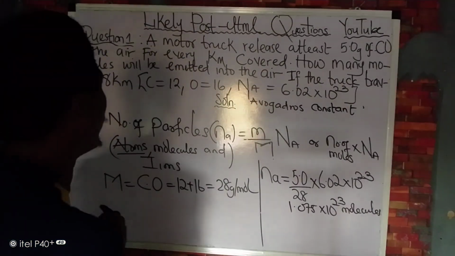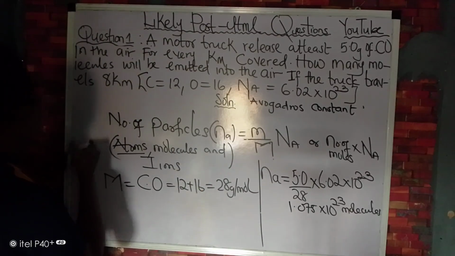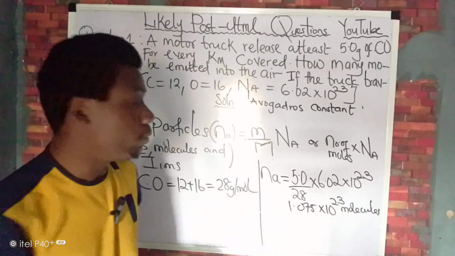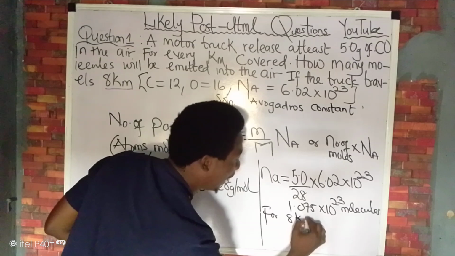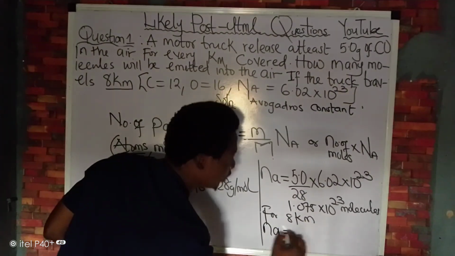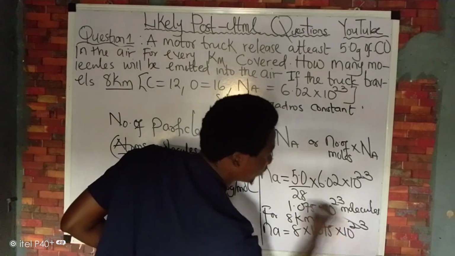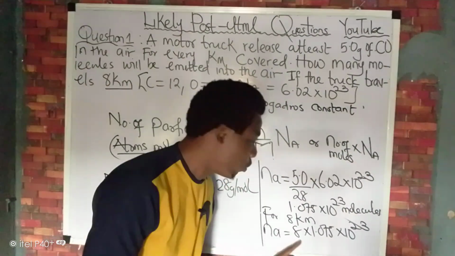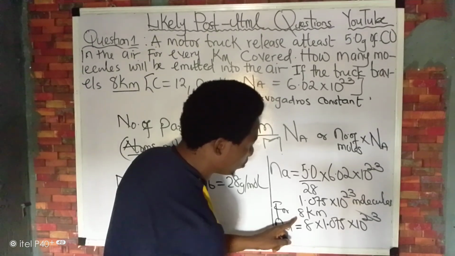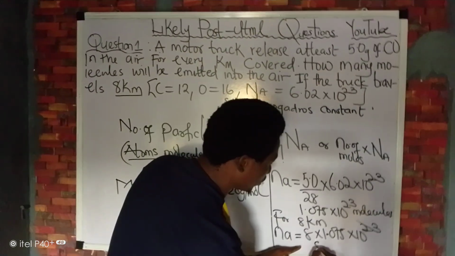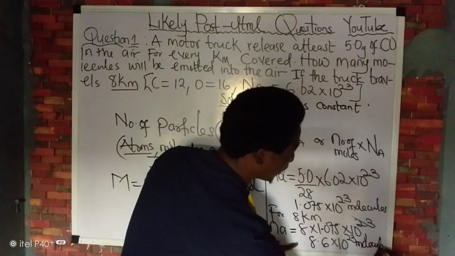But they told us to calculate, for every kilometer covered, how many molecules will be emitted in the air if the truck travels 8 kilometers. So for 8 kilometers, we'll simply multiply this value by 8. So we can say that for 8 kilometers, we have number of molecules equals 8 times 1.075 times 10 raised to the power of 23. So let's multiply 8 by 1.075. For every 8 kilometers, we have 8 times 1.075 to give us 8.6 times 10 raised to the power of 23 molecules. This is the answer to the question.